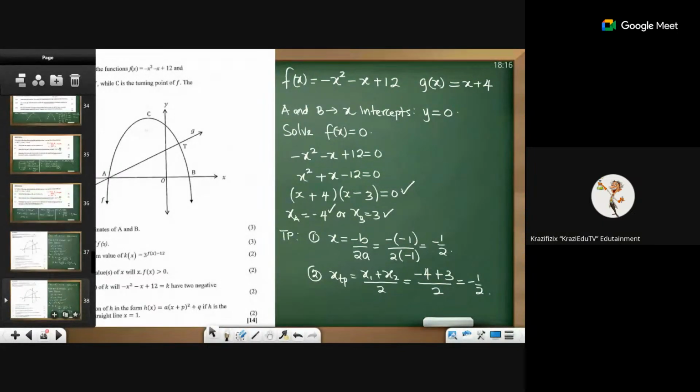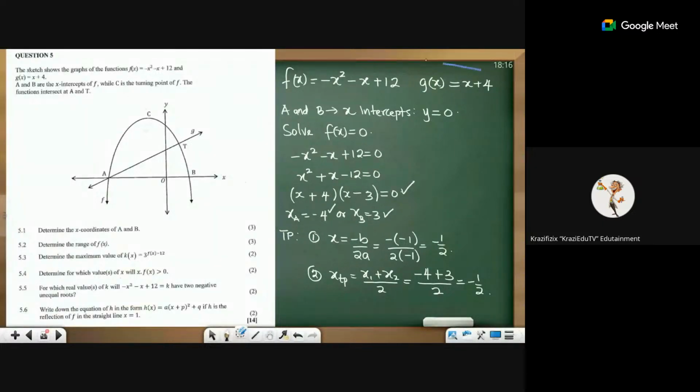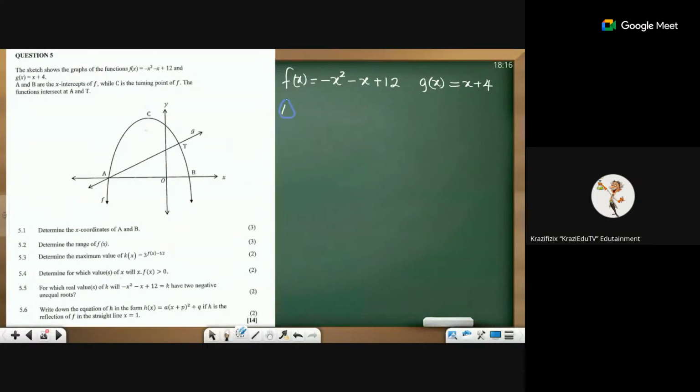The third option of turning point, TP, option 3, is to know that that is the maximum point, f prime of x equals to 0. Let's derive. Negative 2x minus 1 equals to 0. Negative 2x equals to 1. Divide both sides, check. We're coming back to the same point. That's the third one.